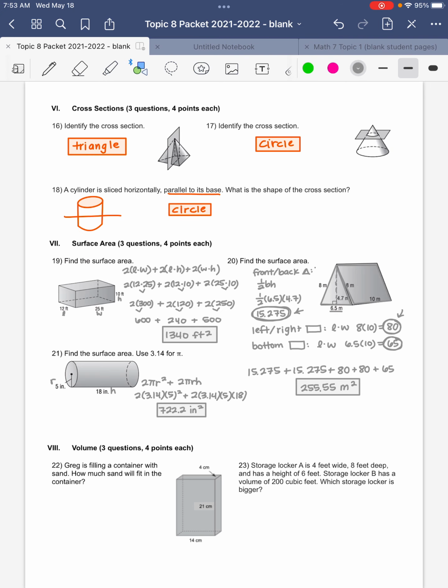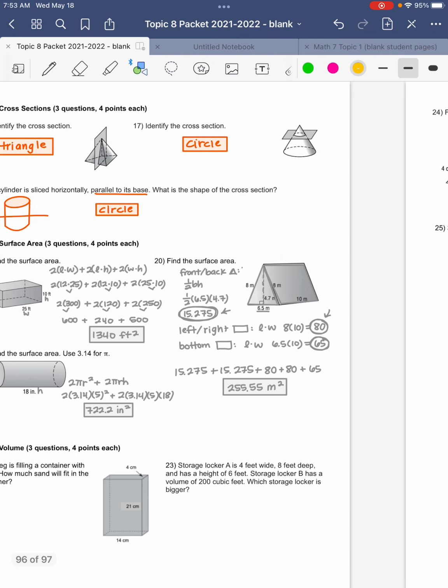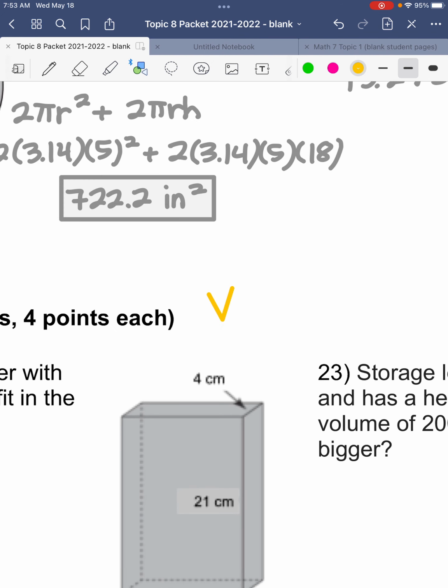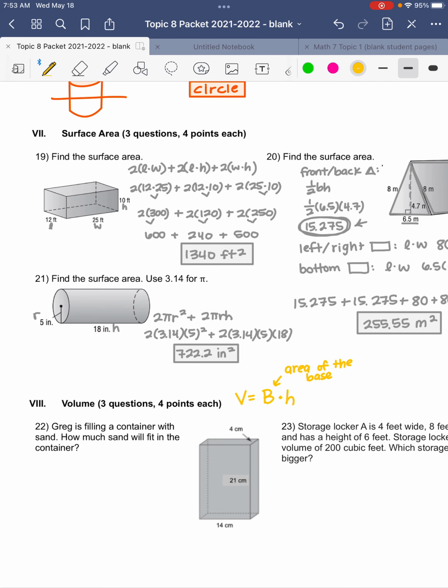Okay, let's move on to topic 8, volume. So there is a general volume formula, and that volume formula is V equals big B times H. So you need to know that big B represents the area of the base, what you have two of, okay? And then the H is how far apart those two bases are. So number 22, Greg is filling a container with sand. How much sand will fit in the container?